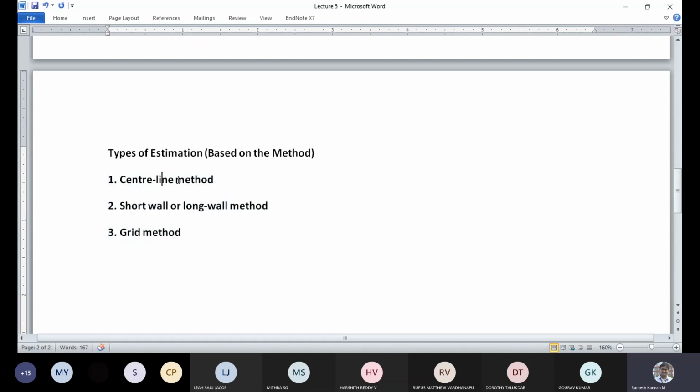So the centerline is the center line of a diagram or of a component, which is drawn, and based on that the length and other estimations are taken care of, like the dimension of that particular structure, and then it is carried into the estimation, right?